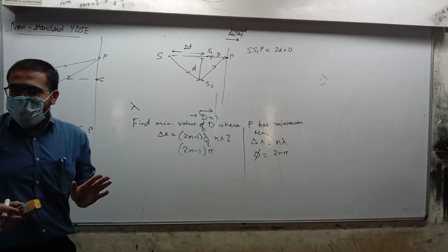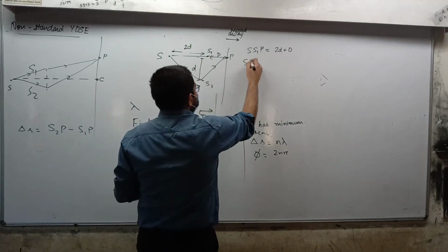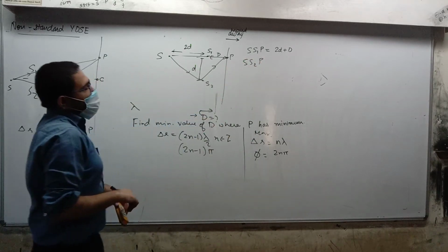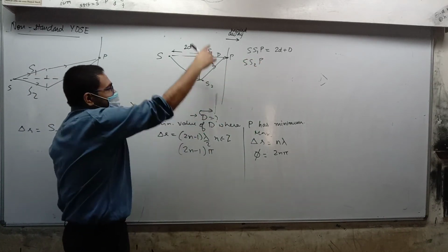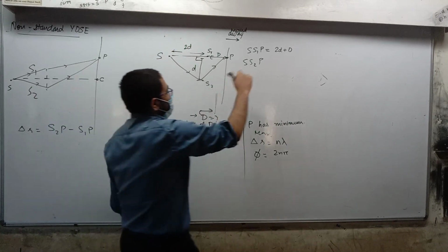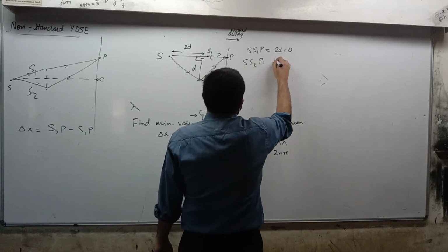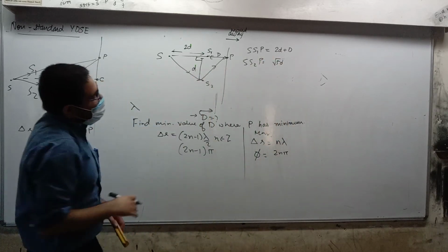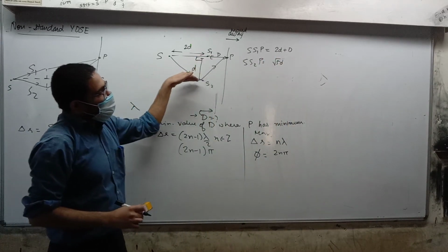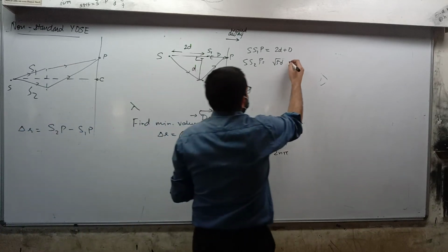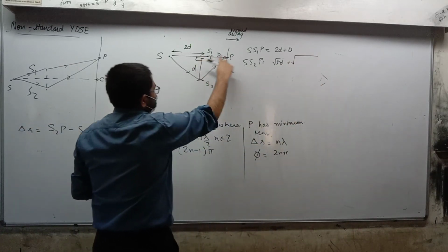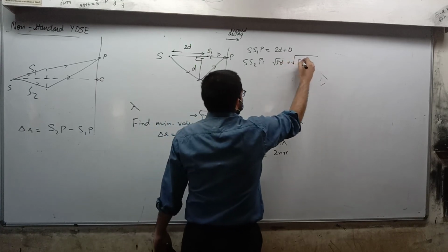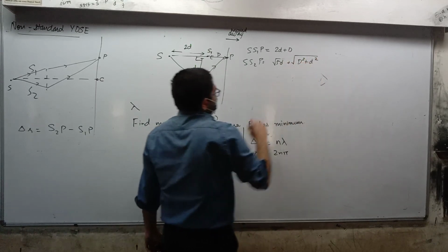That was very easy. What is the path S2P? It's Pythagoras theorem, right? It's going to be under root 5d. Then what is it here? Under root 5d and here d. So under root d square plus d. Is it fine?